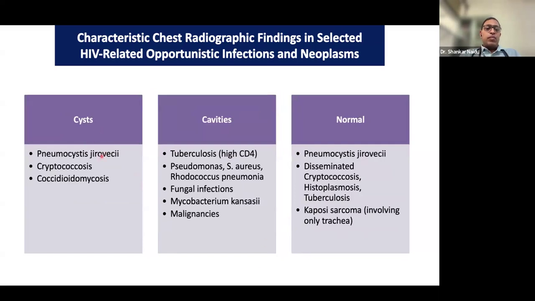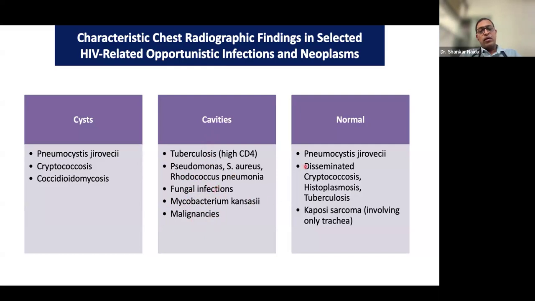Presence of cysts, again, an important differential is pneumocystis. Then sometimes cryptococcosis and coccidioidomycosis can also have small cysts. Cavities, the first thing that comes to our mind would be tuberculosis, but certain bacterial infections like Pseudomonas, Staph aureus, and Rhodococcus can also produce cavities on lung X-ray. Then fungal infections like aspergillosis is again an important differential for cavitating lung lesions.